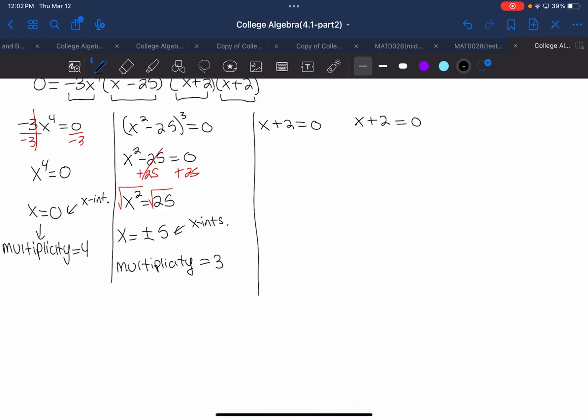Because first of all, x squared minus 25 factors to x plus 5 times x minus 5, right? And all of this is still cubed if I wanted to rewrite that. Okay? So the exponent of 3 can now be transferred to the first factor and then the second factor. So both of those would still have a multiplicity of 3.